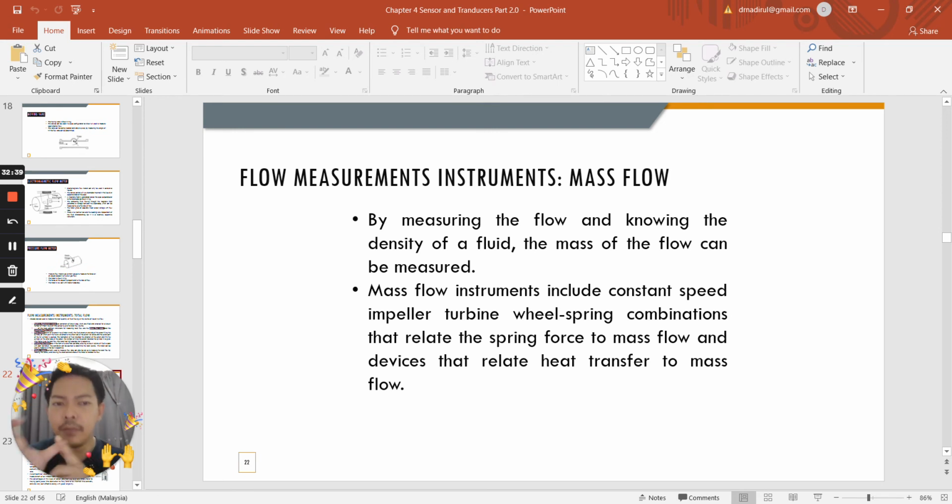By measuring the flow and knowing the density of the fluid, the mass of the flow can actually be measured. So you need to know the flow rate and the density of the flow, and then eventually you can determine the mass of the flow. Mass flow instruments include a constant speed impeller turbine with a spring combination that relates the spring forces to mass flow, and a device that relates heat transfer to mass flow.